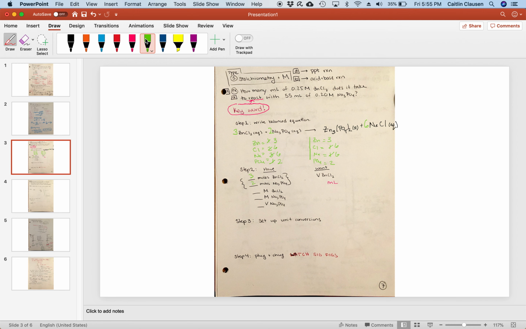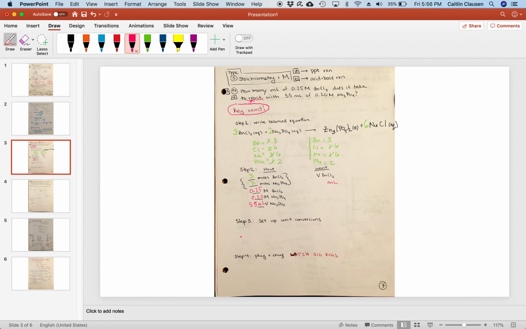And in the problem, I'm given the molarity of zinc chloride, 0.25. I'm given the molarity of the sodium phosphate, 0.20. And I am given the volume of the sodium phosphate, 55 milliliters. Because we want our volume in milliliters, at the end I'm going to leave this in milliliters. So I'm going to set up the unit conversions.